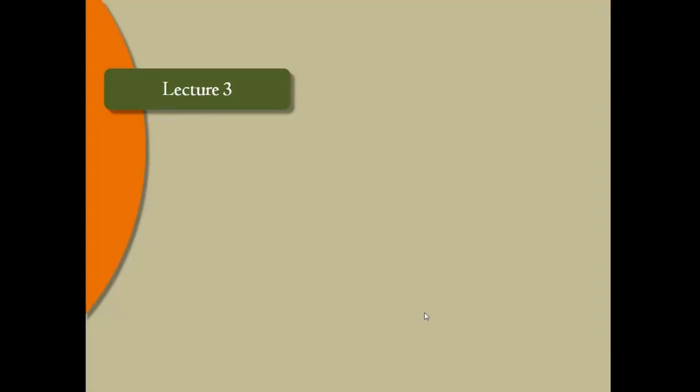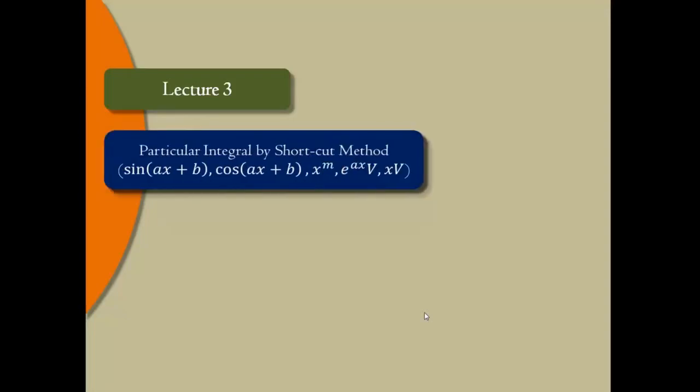Now in this lecture, we'll discuss some more standard functions in the shortcut method, that is sin(ax + b), cos(ax + b), x raised to some positive power, that is x^m, then the product of two terms, e^(ax) into v and x into v. Okay, so one by one we'll discuss that method and then we'll see how to use that method to solve the problem.